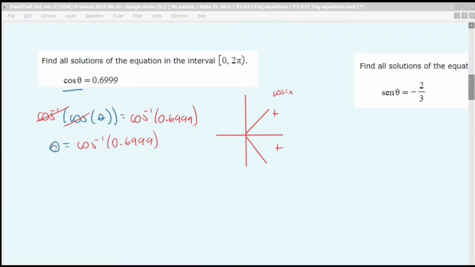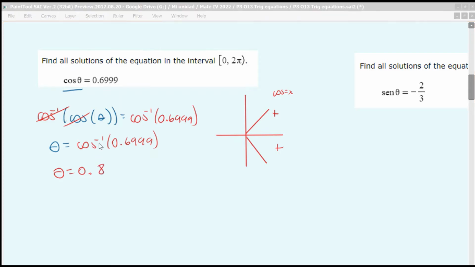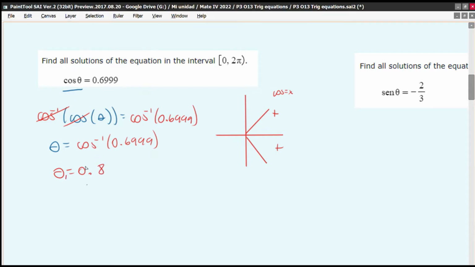So I'm clicking in radians and I'm selecting the inverse function of cosine, cosine inverse of 0.69999. And the calculator gives me as a result 0.795, so 0.80. So according to my calculator, this is 0.8, okay? So this is my first solution. Remember, what does that mean? The solution the calculator gives me is always the one that lives in the first quadrant. So this is theta 1.